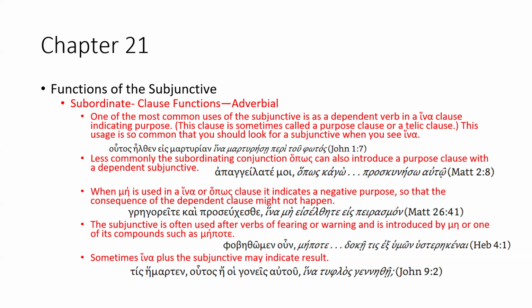Sometimes hina plus the subjunctive may indicate result. Tis hēmarten houtos ē hoi goneis autou hina typhlos gennēthē? Who sinned, this man or his parents, that he was born blind, and that is with the result that he was born.